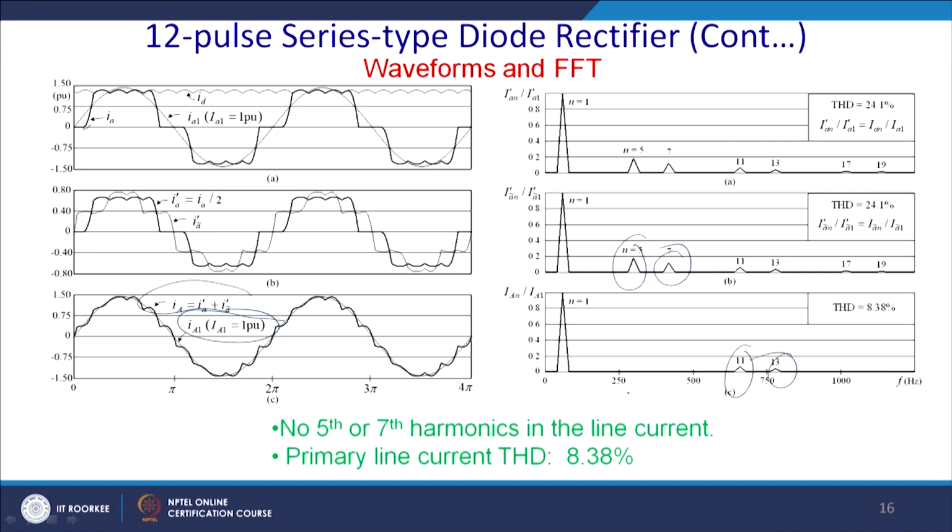So, on the star side, the primary, you will not have any 5th and 7th. Due to the absence of the 5th and 7th harmonics, the THD has been reduced to 8.38%. That is close to your 5% standard, so in some way it is acceptable. If you want more, then we need to go for the 18 pulse converter.